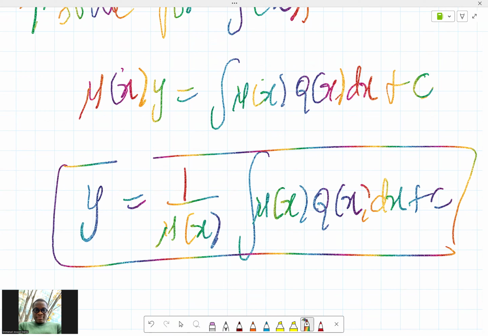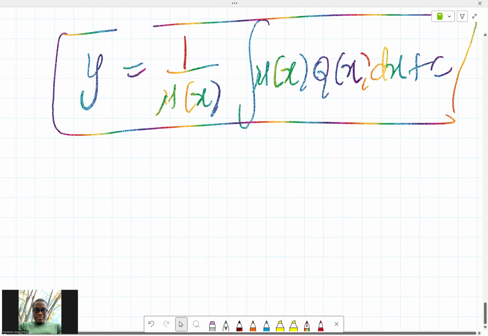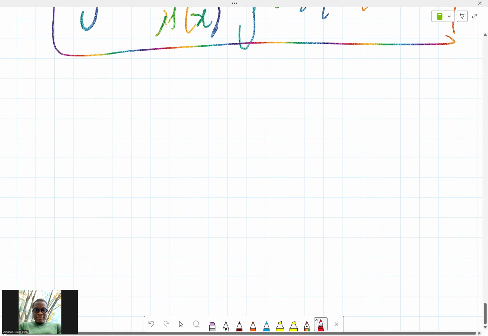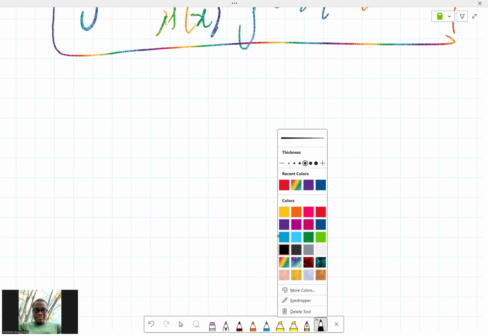So that's the whole idea of the integrating factor. Now let's talk about an example.